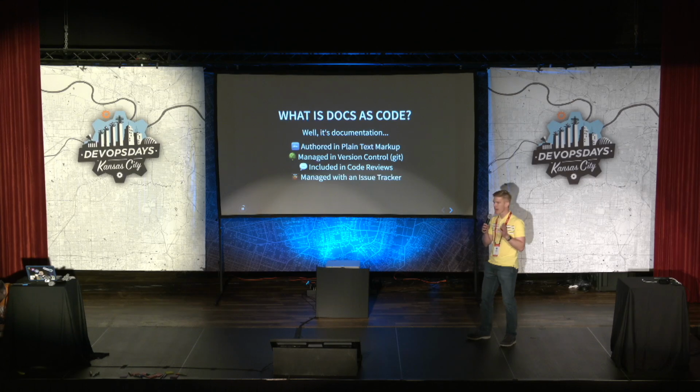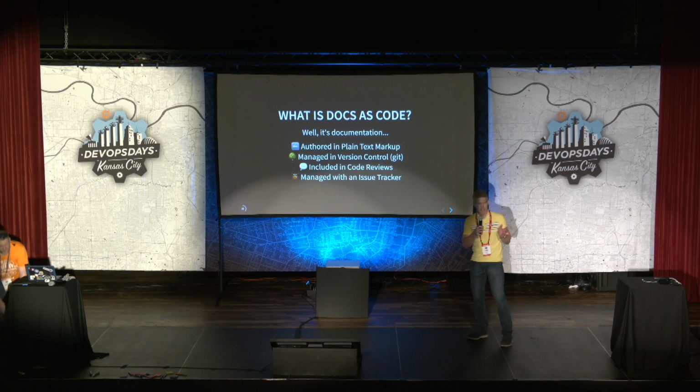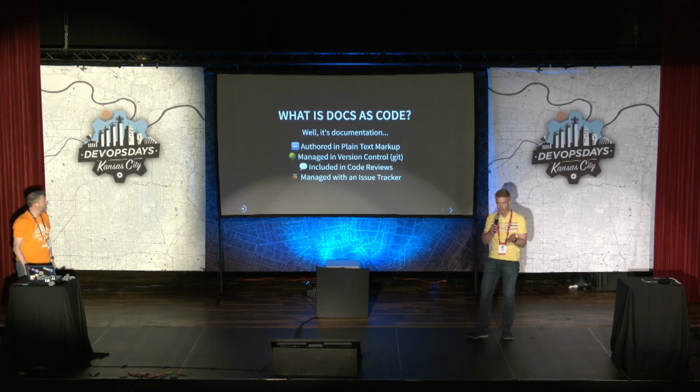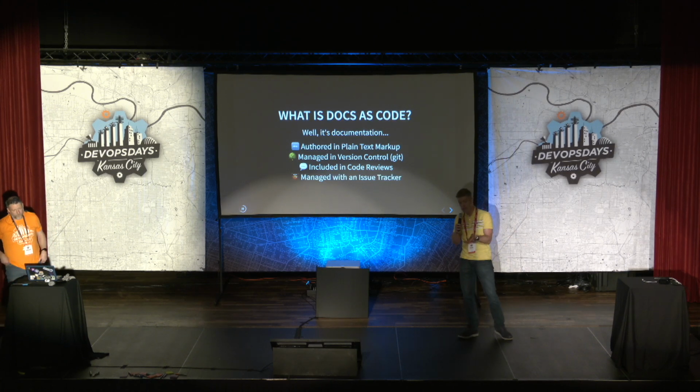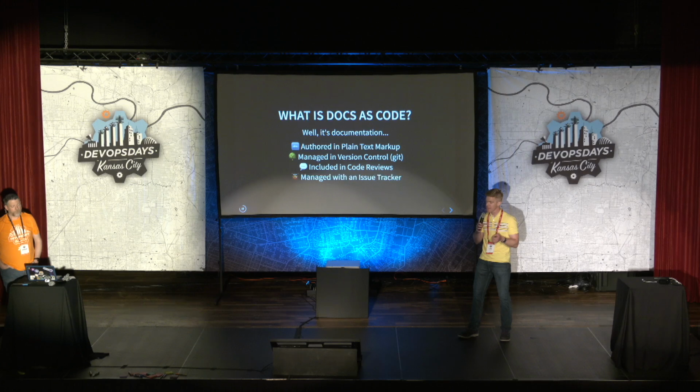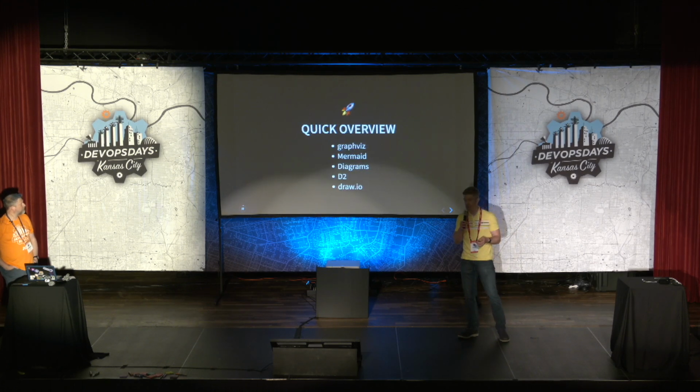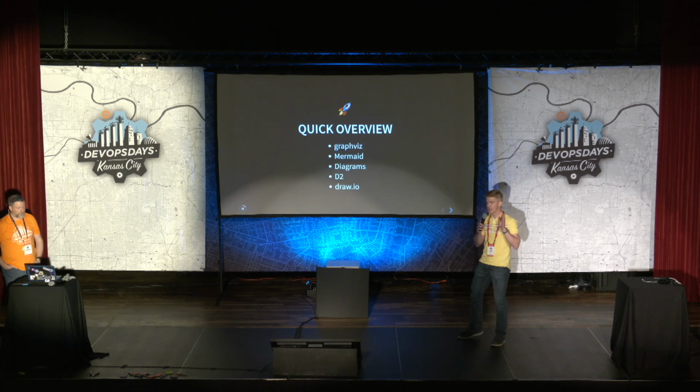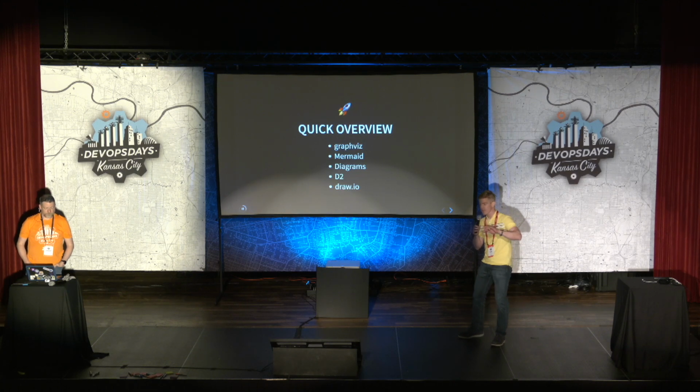Well, it's pretty much categorized by some properties. One, it's authored in plain text like Markdown. You can manage it with your same kind of code. It's in version control, so you can easily make changes with it. You have it in your code reviews, so you make both changes, and it's also managed with your issue tracking of code changes. So in this talk, we're going to survey really quick 5 tools.